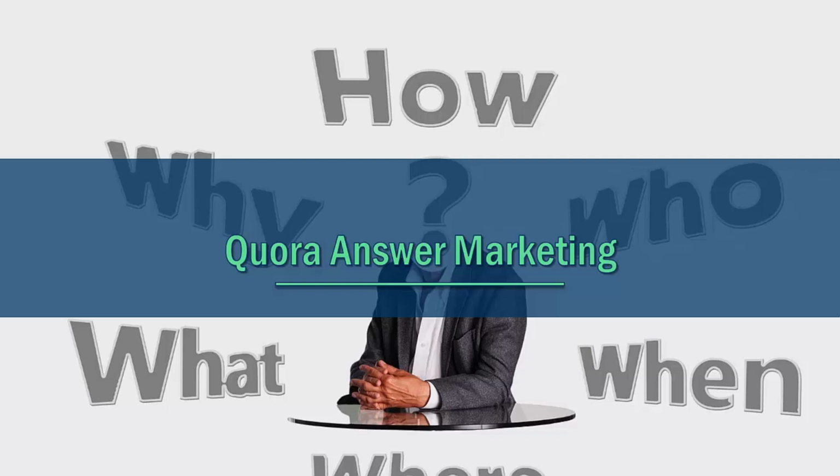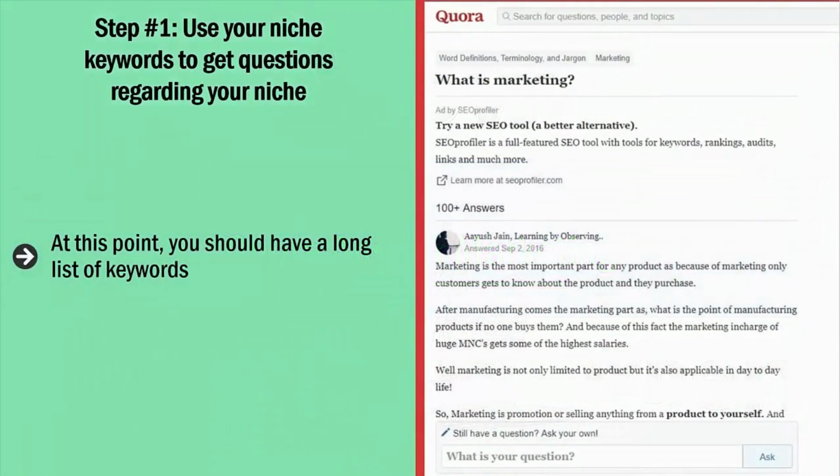In this video, I'm going to step you through the process of how to promote on Quora. Step number 1. Use your niche keywords to get questions regarding your niche. At this point, you should have a long list of keywords. These are keywords that are directly related to the products that you have selected. Enter these keywords into Quora's search box. You should be able to retrieve at least some questions related to your niche.